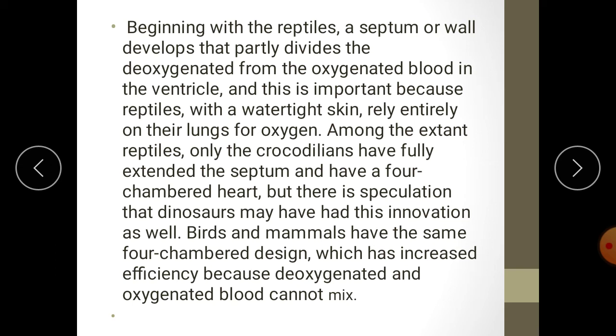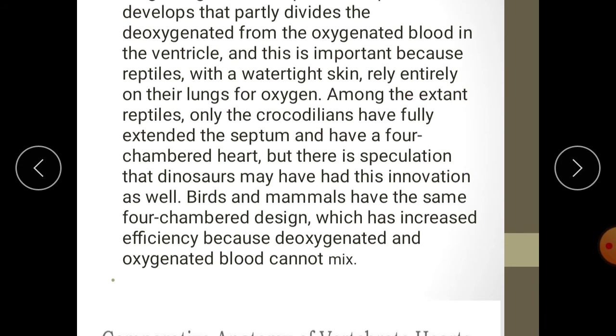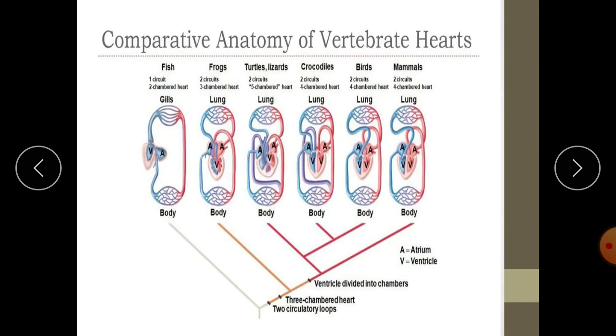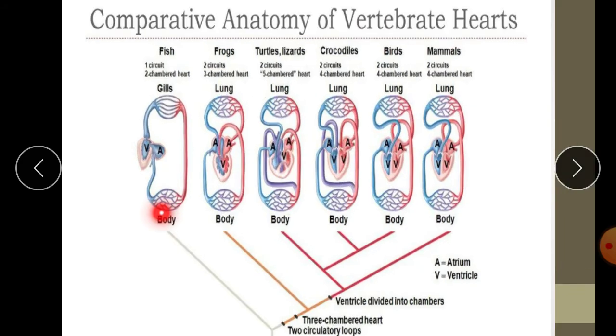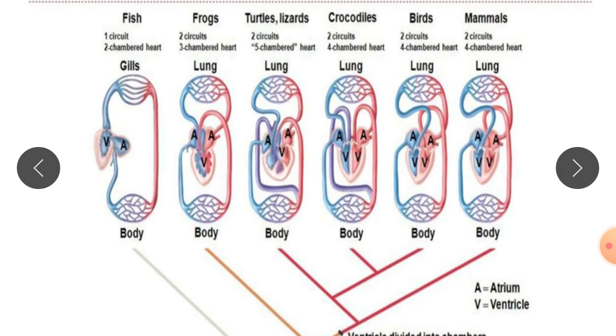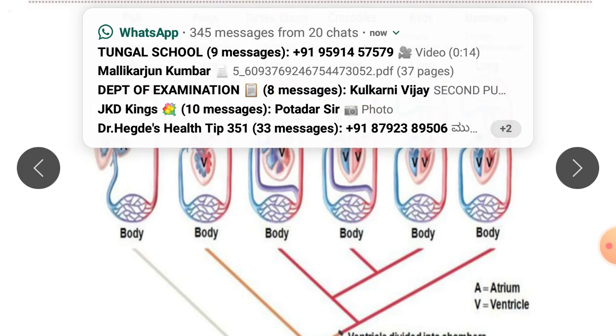So this is how the evolution of the heart has occurred from simple structure to more advanced structure. A simple type of heart is present in fish, and an advanced heart is present in birds and mammals. So this is compared to other vertebrate hearts, you can see. So this is the fish. Okay, the circuit. This is oxygenated blood, deoxygenated blood.